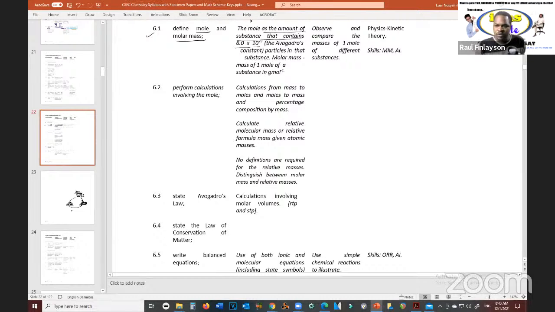Now in terms of activity, they recommend that we observe and compare the masses of 1 mole of different substances. So this would be a lab setting now where we would have to go.